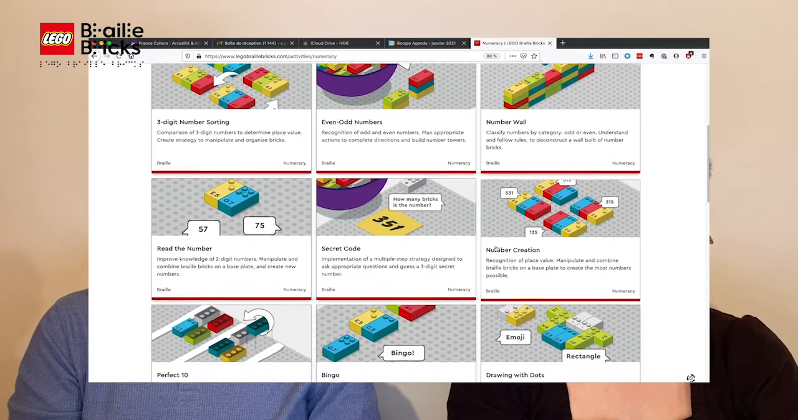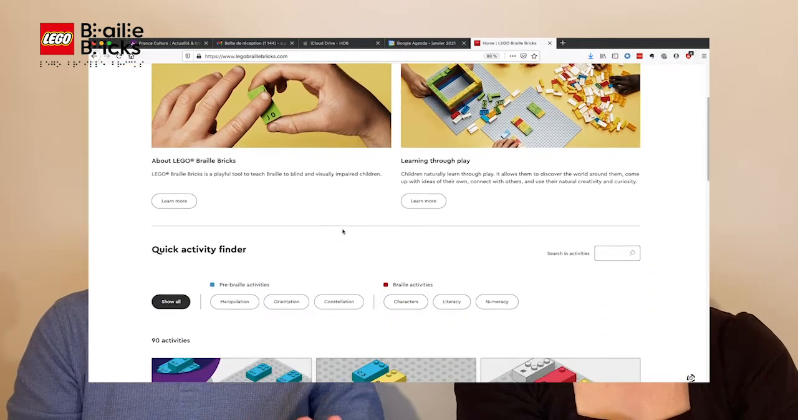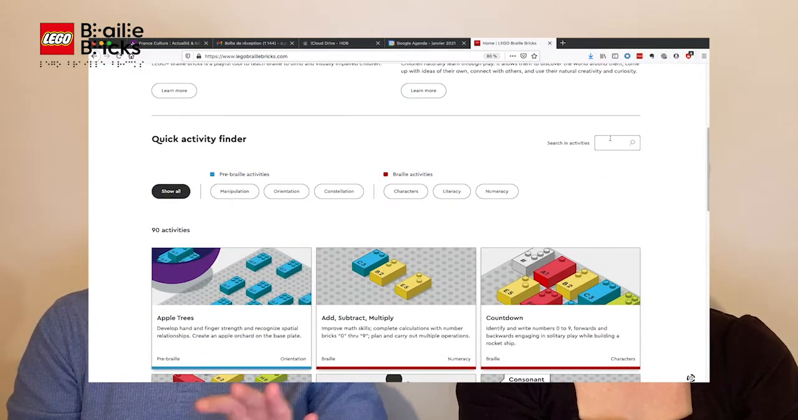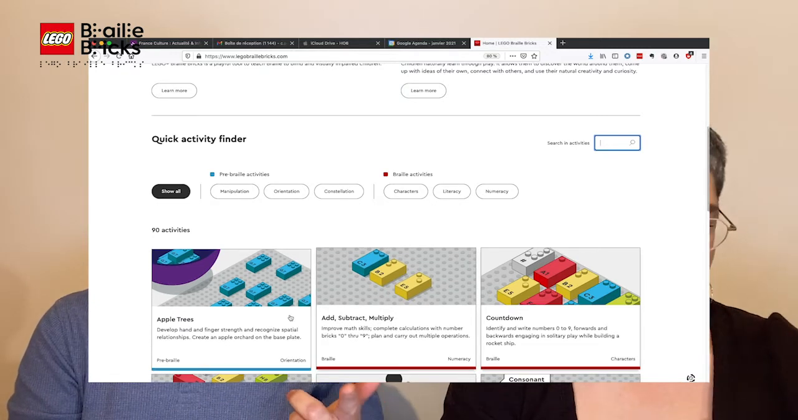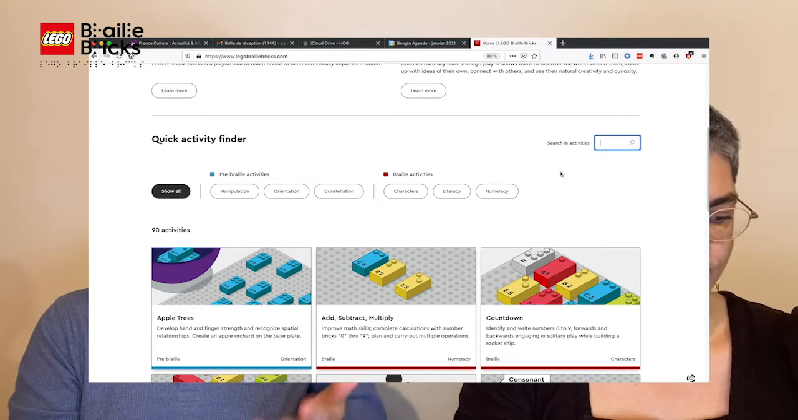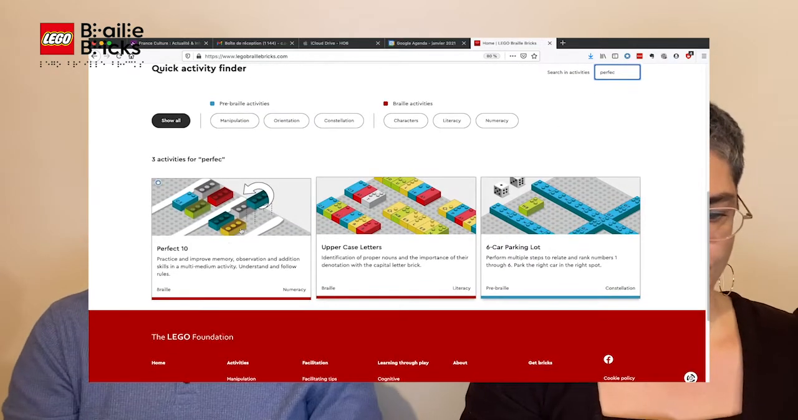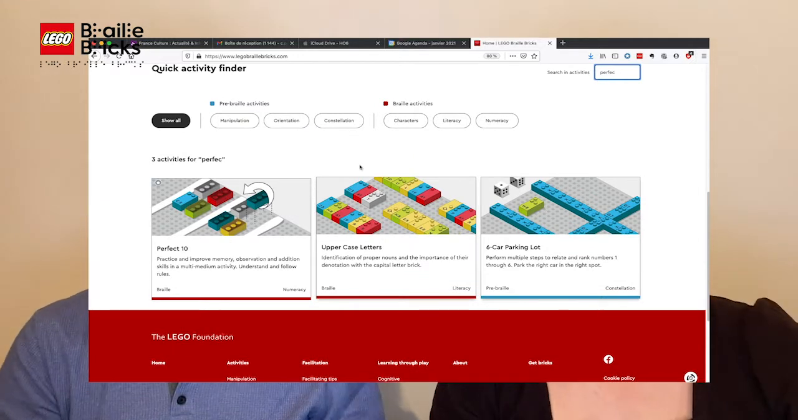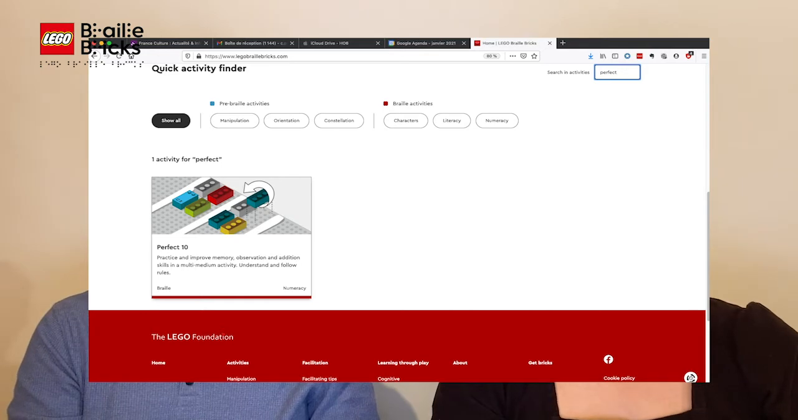But today I wanted to show you also another way to go to the activity when you are on the main page. If you go in the quick activity finder, you have a search activity. For example, if you remember that you're looking for an activity called Perfect, you just have to write the name Perfect, and the activity will, by magic, appear on the screen. So that's this activity that Marie is going to present today.